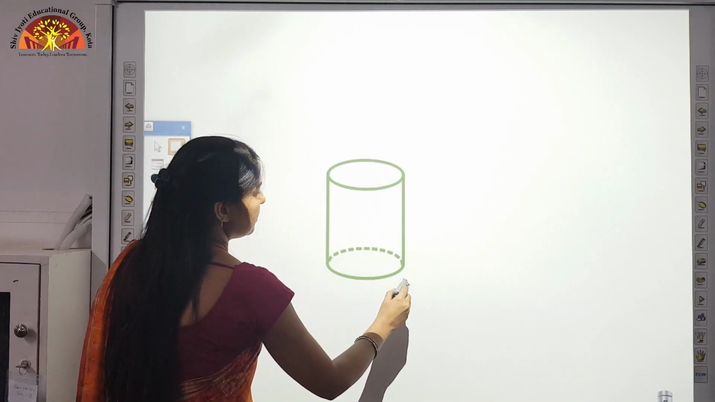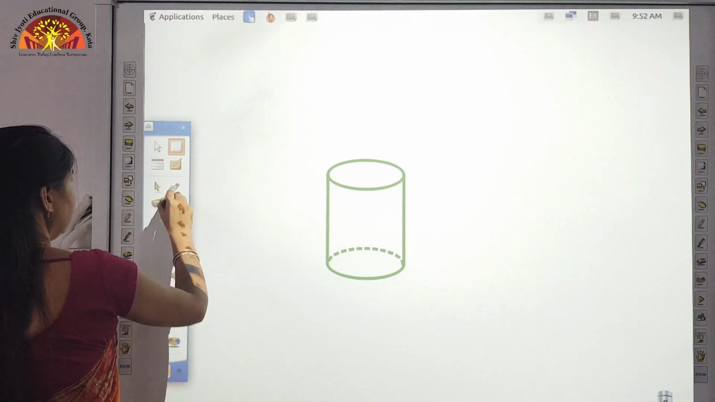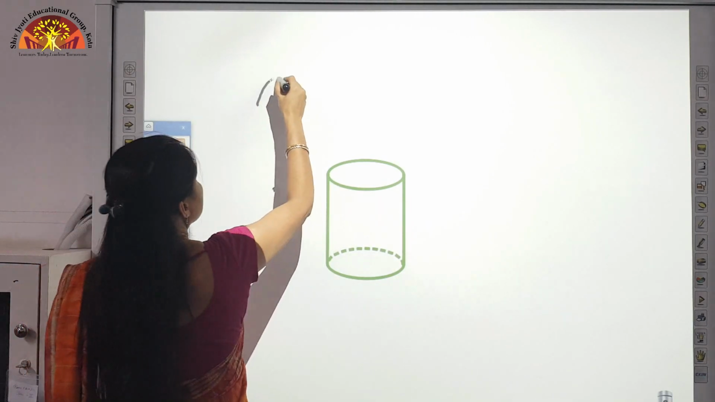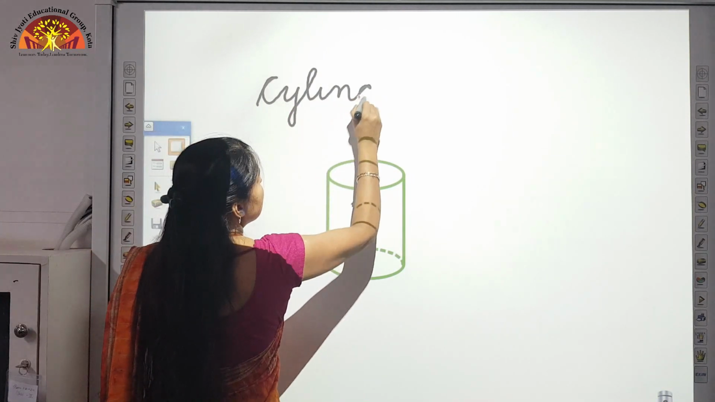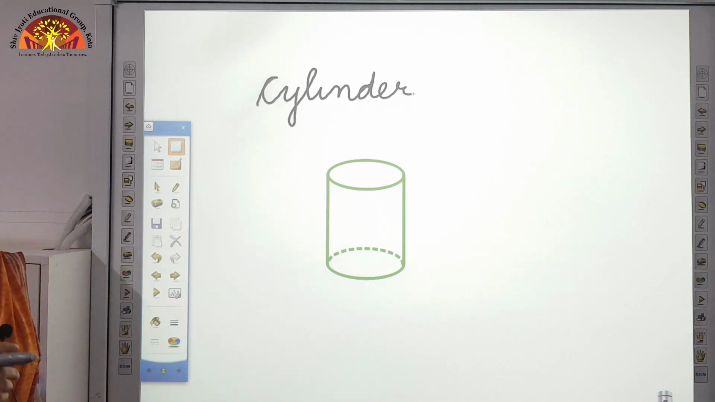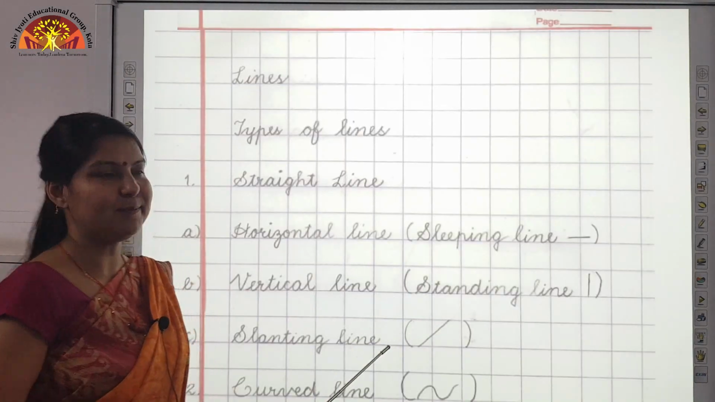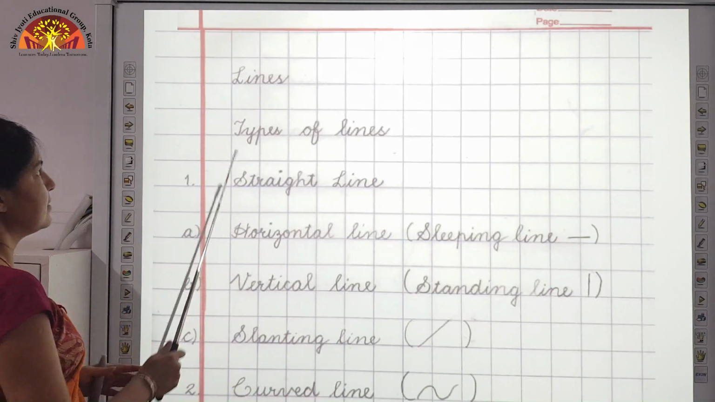This is cylinder shape. Okay. What is the spelling of cylinder? C-Y-L-I-N-D-E-R, cylinder. Okay, now children, I hope you have understood how you will draw these shapes. Now children, we will study about lines. First of all, we will see types of lines.